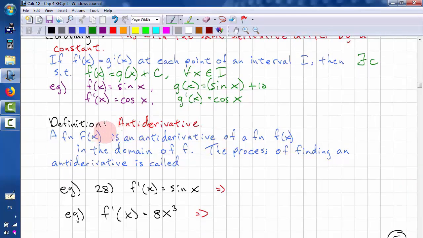Our next definition is antiderivative. A function capital F of x is an antiderivative of a function lowercase f of x if capital F prime of x equals lowercase f of x for all x in the domain of f. The process of finding an antiderivative is called anti-differentiation.